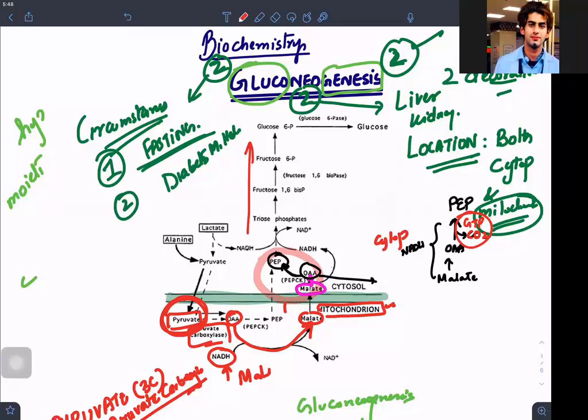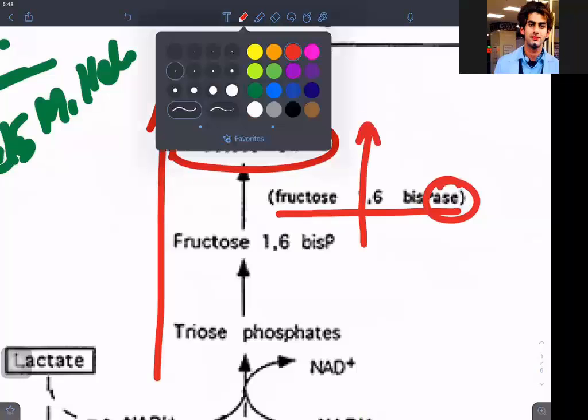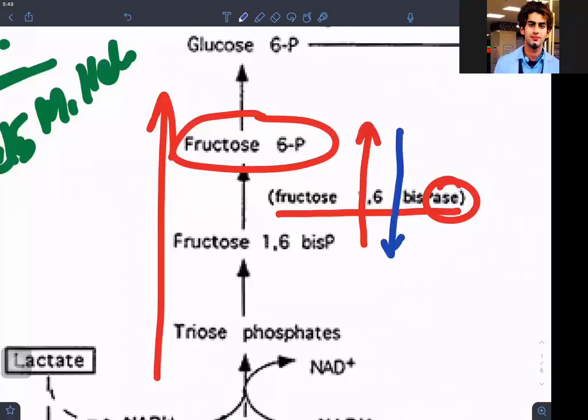The next irreversible step uses the enzyme fructose 1,6-bisphosphatase, because I have to destroy this fructose 1,6-bisphosphate by the phosphatase to form fructose 6-phosphate. So I am coming back to F6P. You should analyze this. In glycolysis, you had to go in a blue arrow fashion.